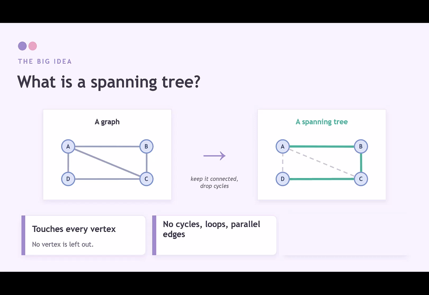Don't include cycles, loops, or parallel edges in your spanning tree, and make sure you have just enough edges. In fact, you'll have one fewer edge than the number of vertices in the graph.